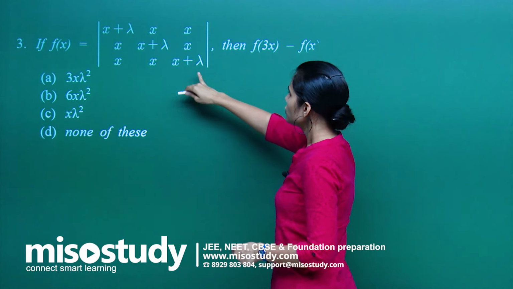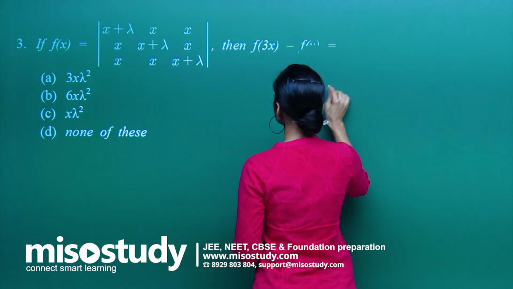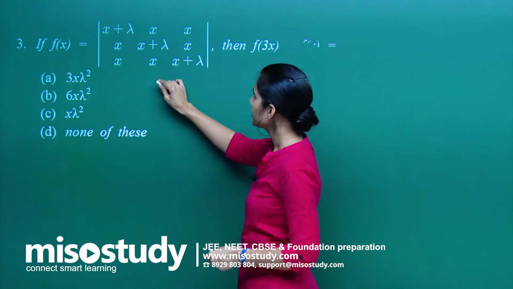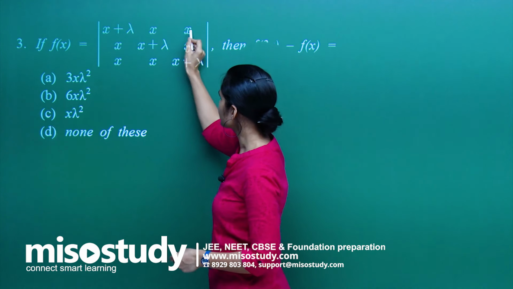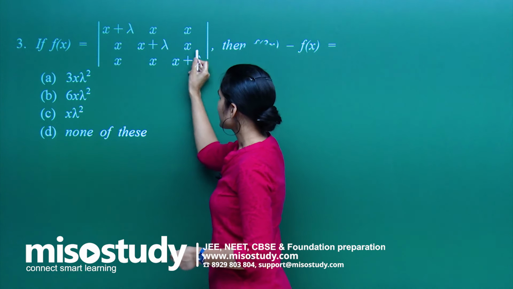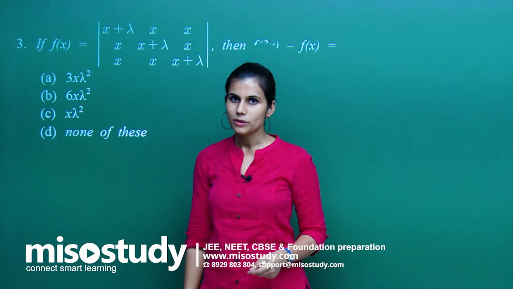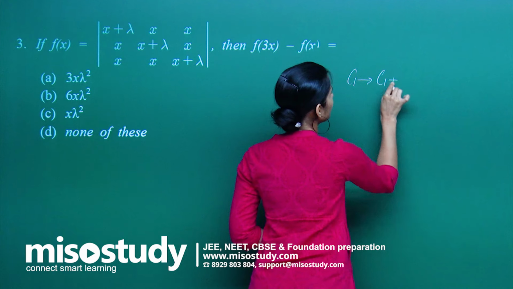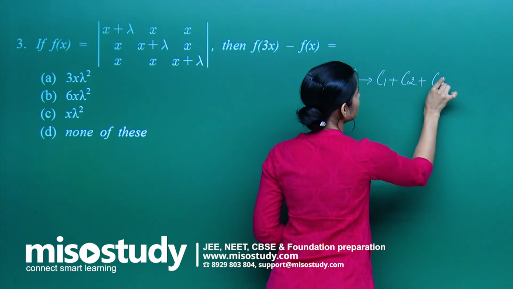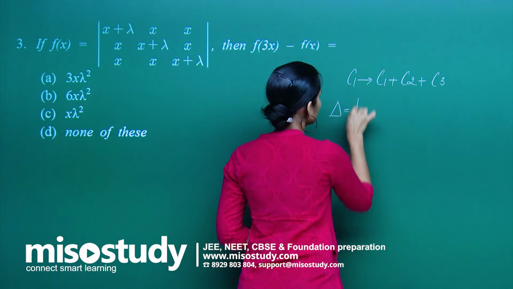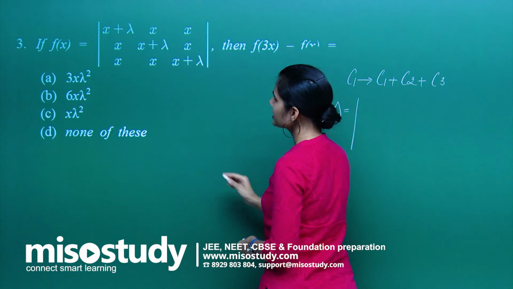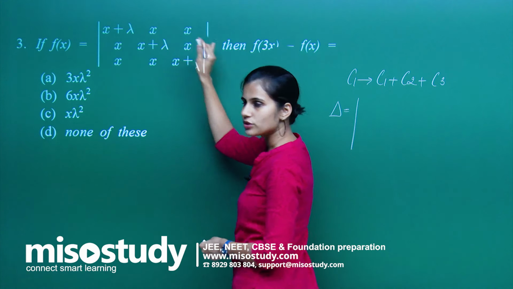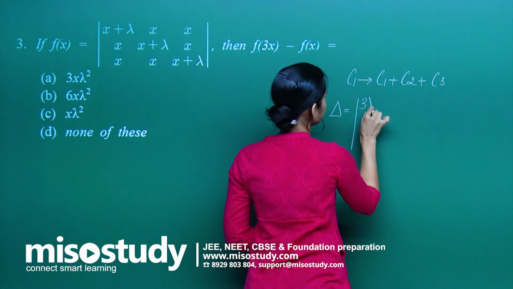Okay, so here if I talk about this particular determinant, you can again see I have x plus lambda, x, x, x plus lambda, x, x, x plus lambda. So I am again going to go for the same operation. Column 1 goes to column 1 plus column 2 plus column 3. So my determinant is x plus lambda plus x plus x, which is 3x plus lambda.